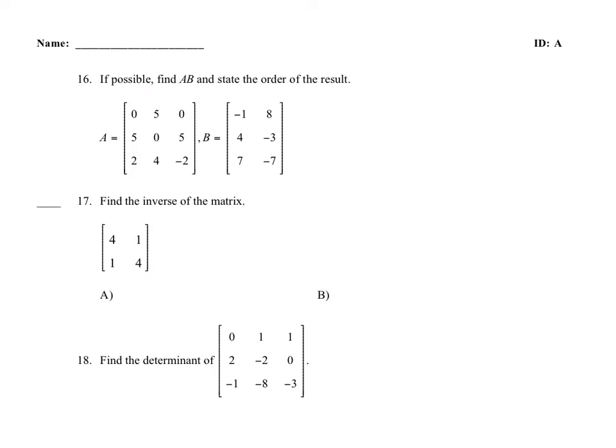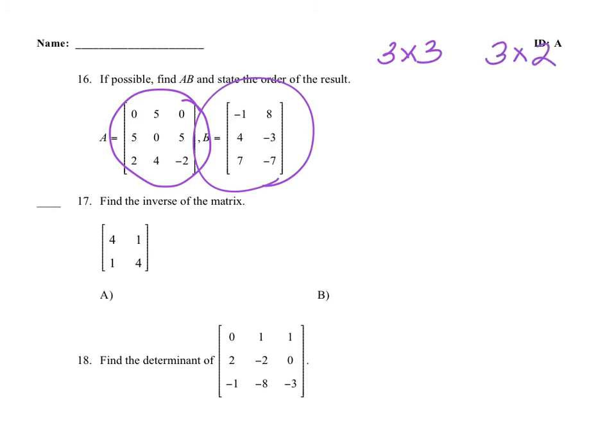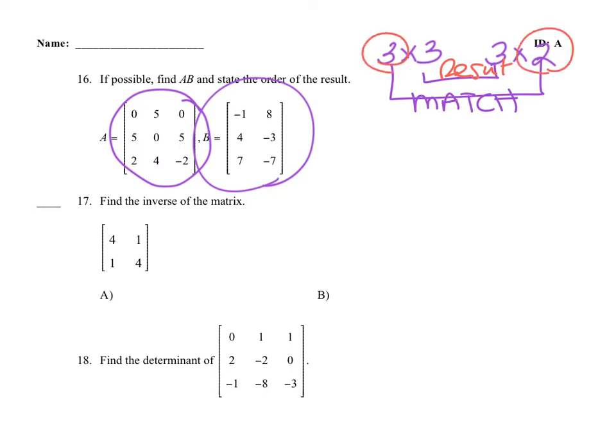Okay, 16 says, if possible, find A, B. So now we're multiplying. So do you remember the rules on multiplying? First thing to do, figure out the dimensions, right? So this is a 3 by 3, and this is a 3 by 2. So what's the rule on multiplication? All right, so the rule is outside has to match, and the inside would be the result. So these don't match, which means you can't multiply it.